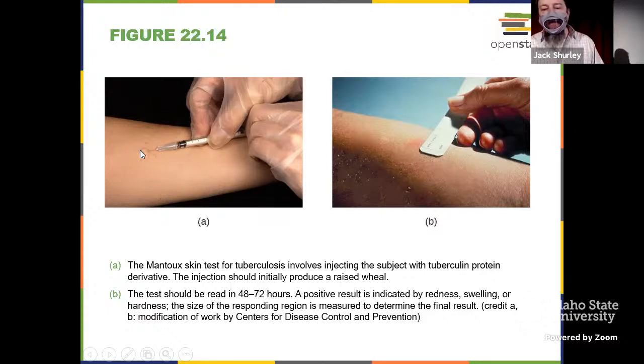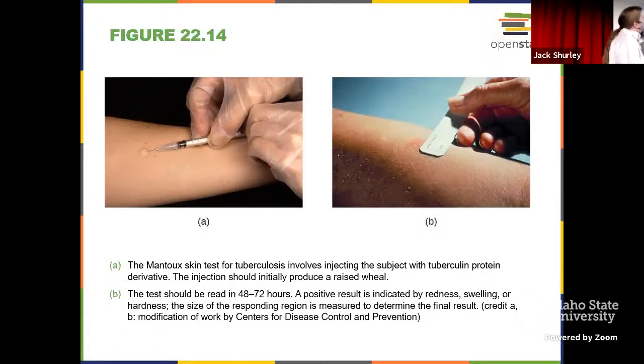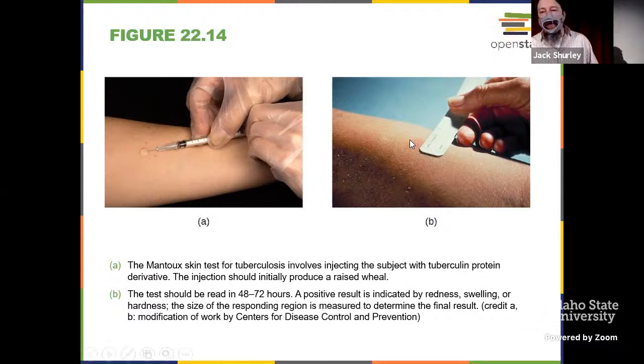So for the TB test, they inject a little bit of protein from the bacterium, and if you mount a response, you will have this little welt after a couple of days, right? So it's a type 4 response, if you remember that from the last unit. So in order to see that welt up.